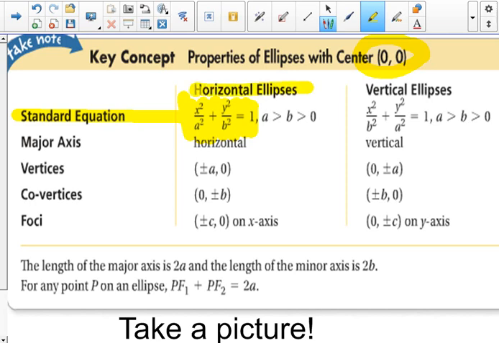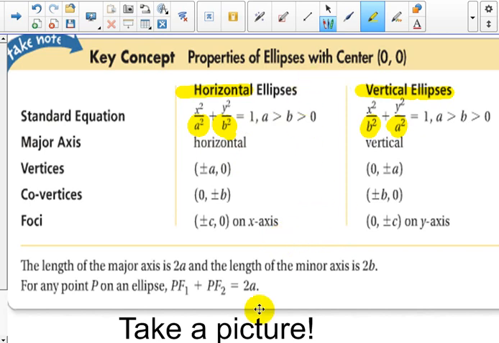Now that's for horizontal. Now for vertical ellipse, just notice what changes, the a's and the b's reverse. So for vertical, we're going to have x squared over b squared plus y squared over a squared equals 1. And now it's the same thing, a greater than b greater than 0. So the only thing that changed here, on horizontal, a is first, b is second. Vertical, b is first, a is second. They reverse.